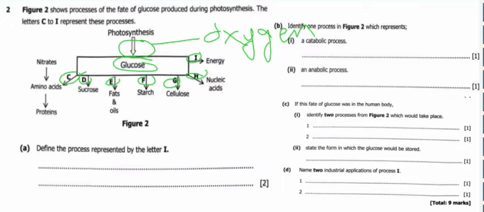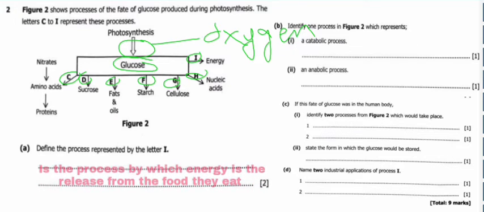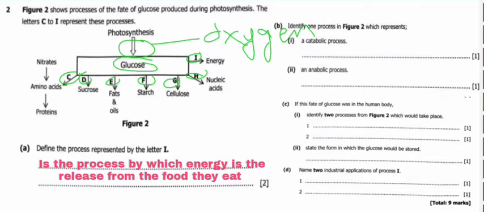Now we have question A, which is saying define the process represented by the letter I. So we have letter I. At letter I, energy is released. Now the process which releases energy is respiration, which means they are just asking us to define what respiration is. So respiration is the process by which living organisms obtain energy from the food they eat, or release energy from the food they eat.